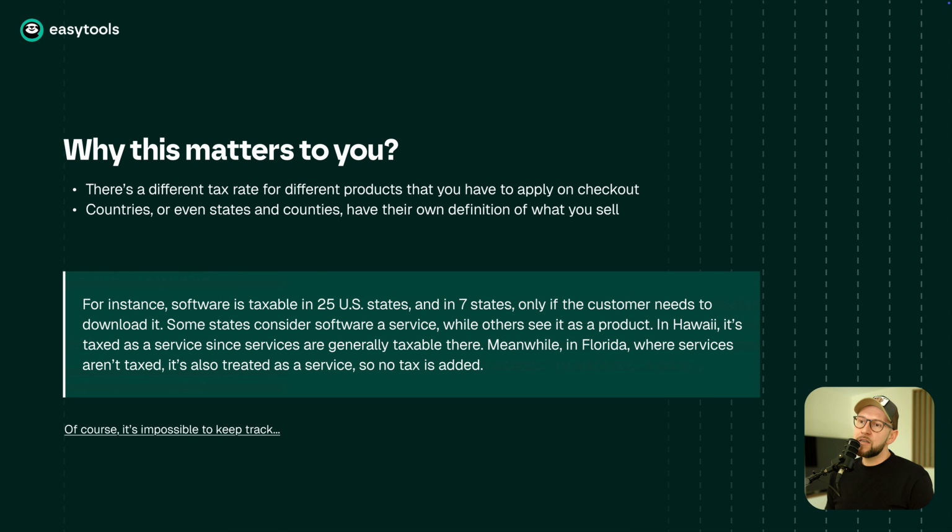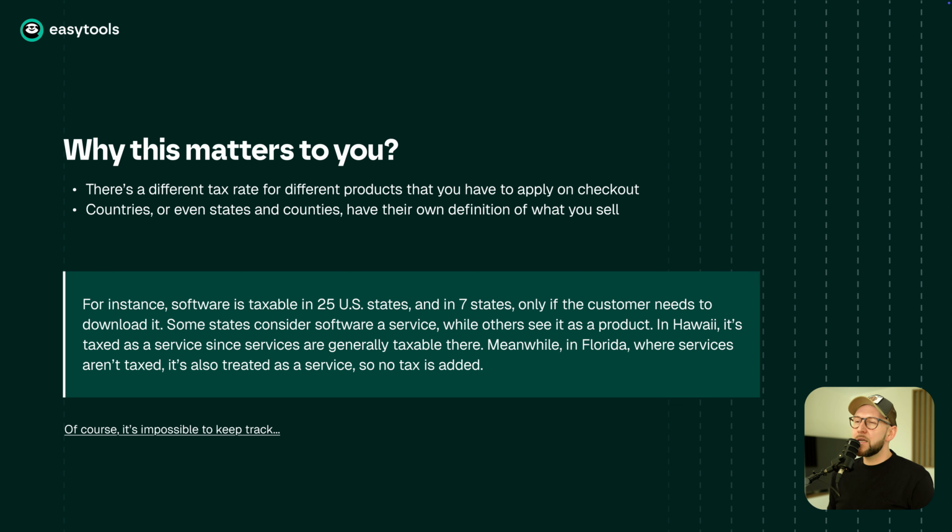So, for instance, software is taxable in 25 US states and 7 states only if the customer needs to download it. Some states consider software a service, others consider it a product. In Hawaii, it's also taxed as a service since services are taxable there. And in Florida, where services aren't taxed, it's also treated as a service, so no tax is added.